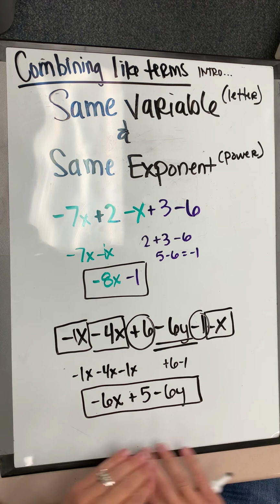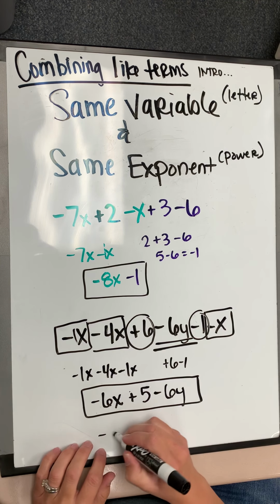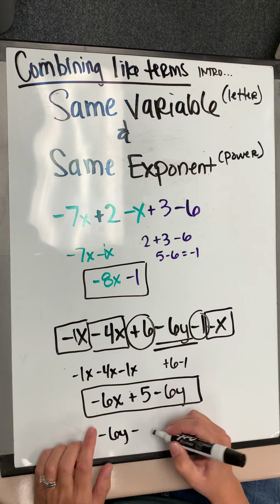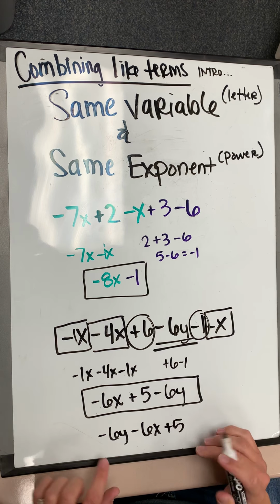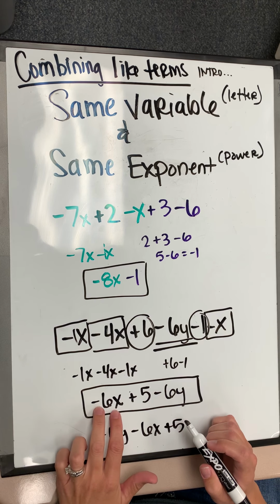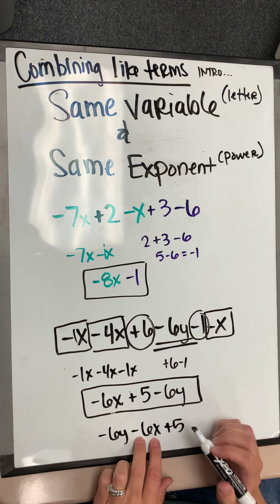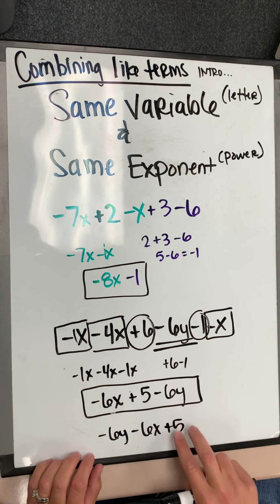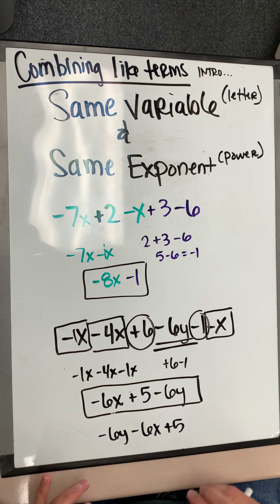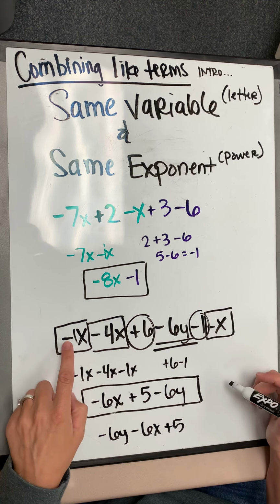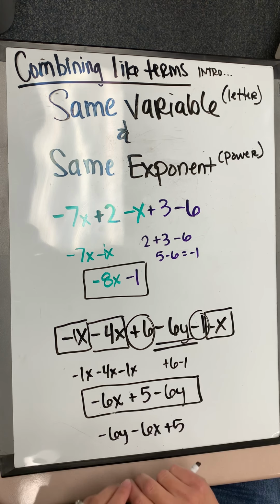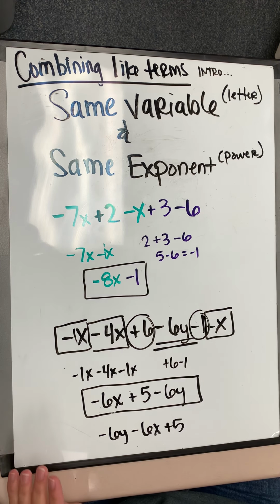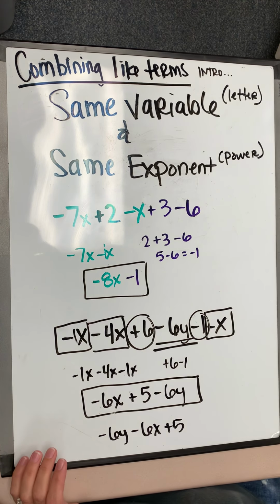I can manipulate it to look different. I can start with a negative 6y and then do a minus 6x and then a plus 5. So the order doesn't matter as long as the values are the same. This is a negative 6x, this is a negative 6x. This is a positive 5, this is a positive 5. So really we're just doing what the numbers in front tell us to do, and then we're keeping those variables with it. I think you guys will do great. We'll try some.